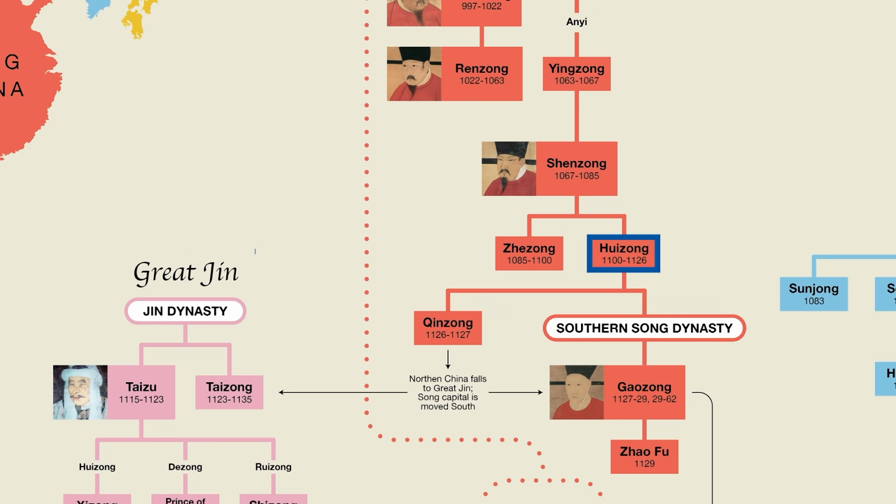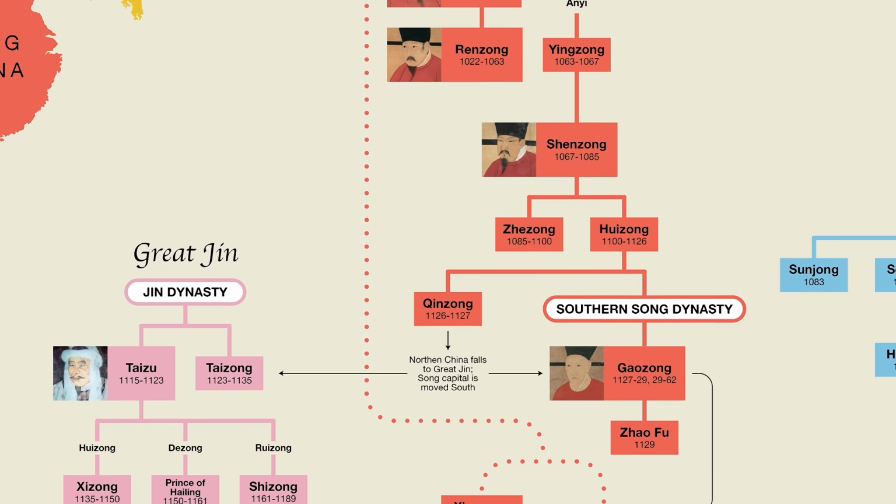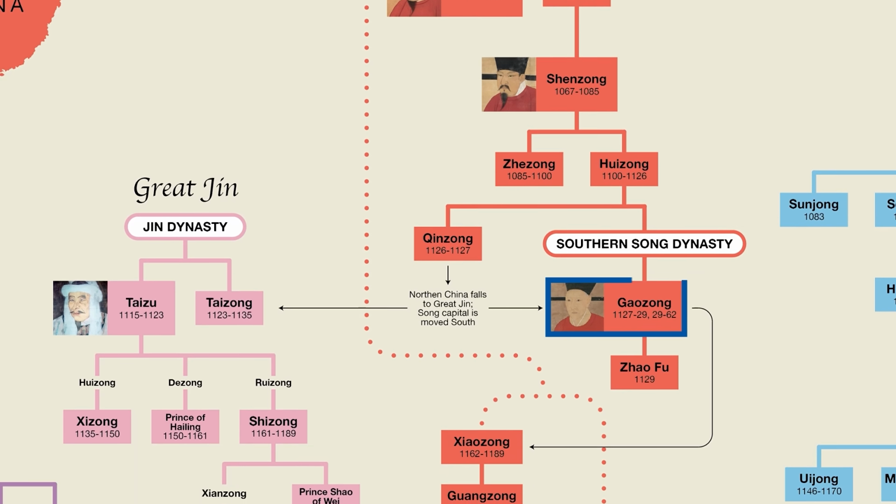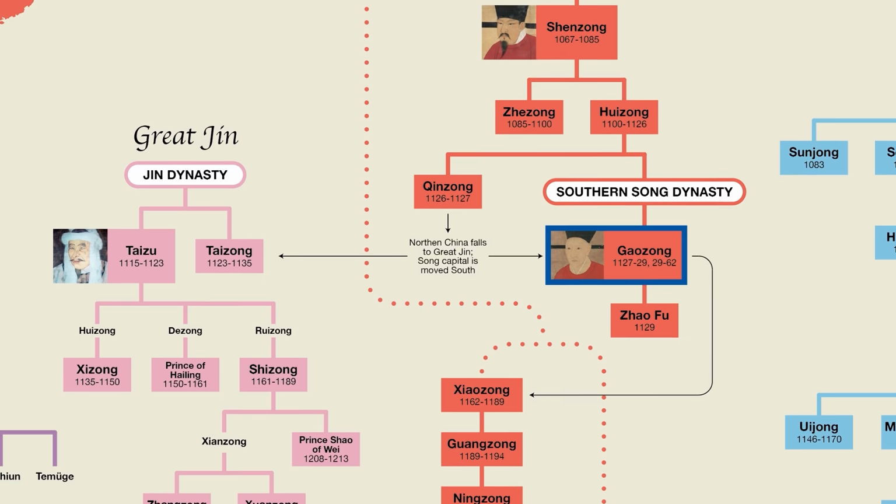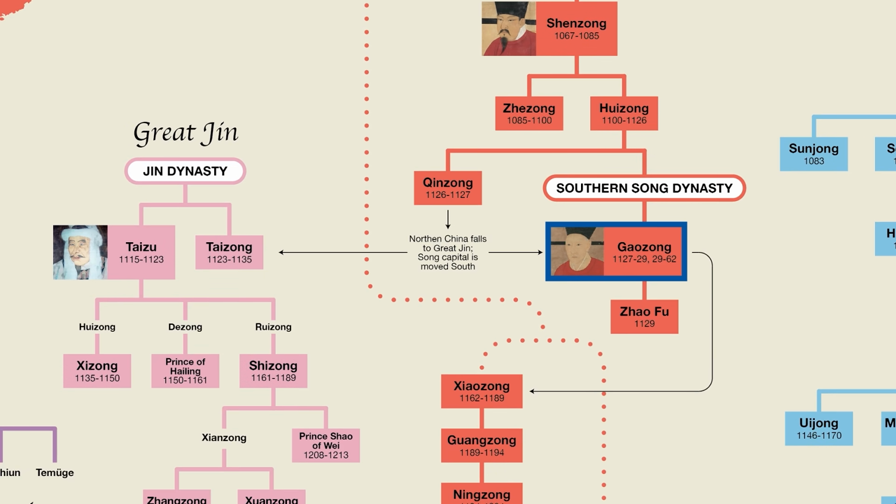Realizing his mistake, Huizong abdicated, passing the throne to his reluctant son, Qinzong. But within a month, the Great Jin was able to depose Qinzong and conquer all of northern China. However, Qinzong's brother, Gaozong, was able to flee south and set up a new capital there. Thus, the Song dynasty was able to continue, but only in the southern half of the empire. This is why from this point forward, they are labeled as the Southern Song.